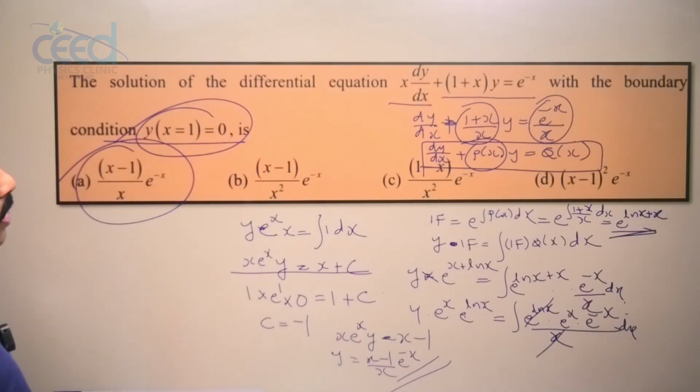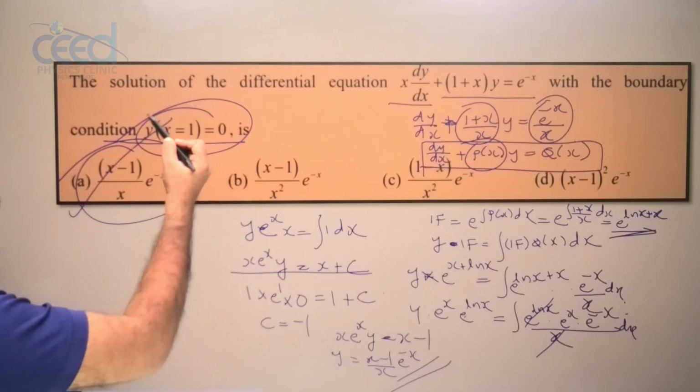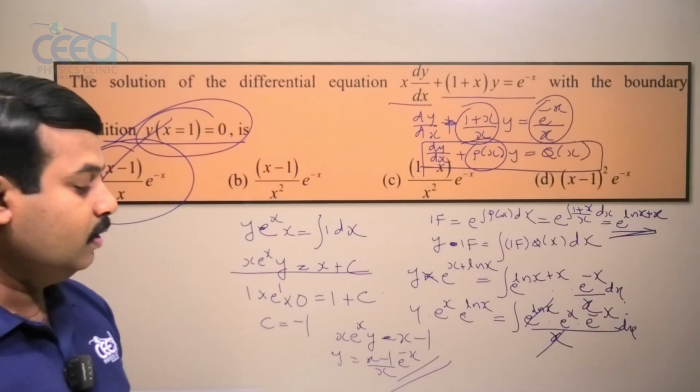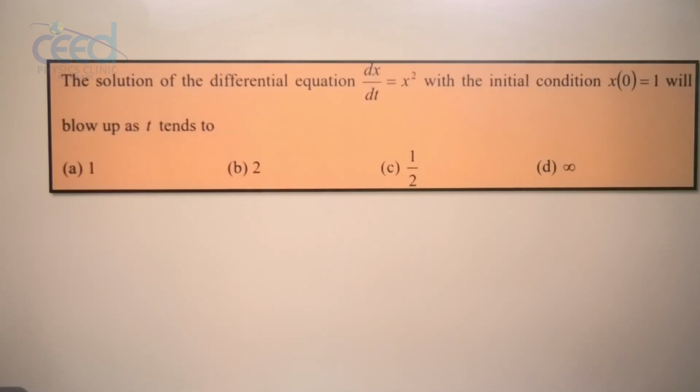Option 1 itself is correct. Here x square is there, x square is there. So option 1 is correct. Now let us go to another question.